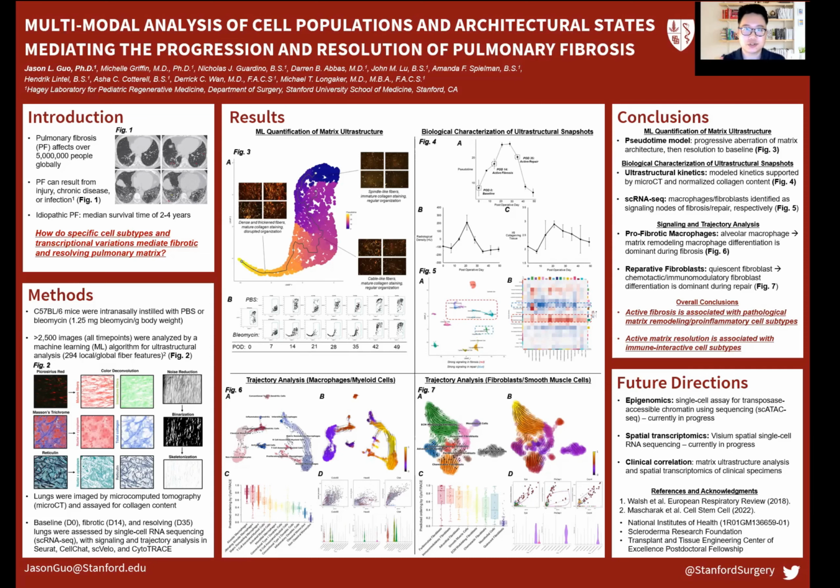So our overall conclusions from these studies were that the actively fibrotic state of pulmonary matrix is associated with a number of pathological matrix remodeling mesenchymal cell subtypes, and that active matrix resolution, on the other hand, is associated with a number of immune interactive cell subtypes.